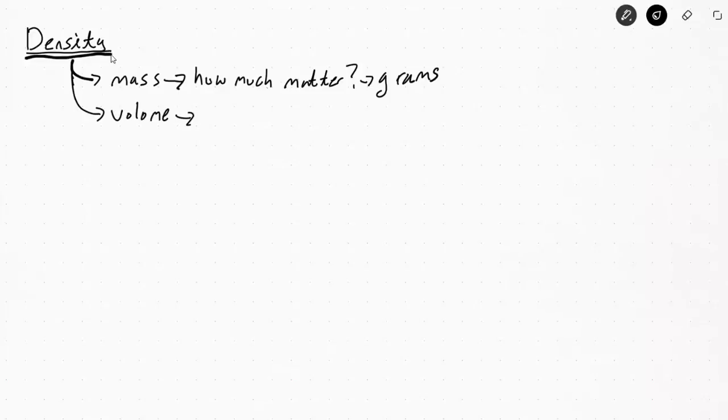And then our volume is the space that the object occupies. Every object exists in three-dimensional space. Our volume is our measurement of how much space that is. What our density really is, it's just simply a ratio of mass and volume.